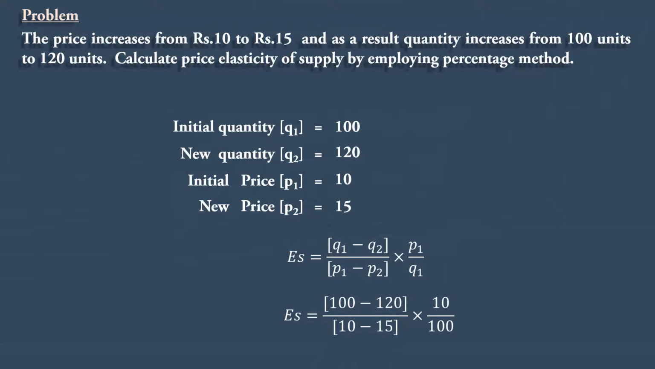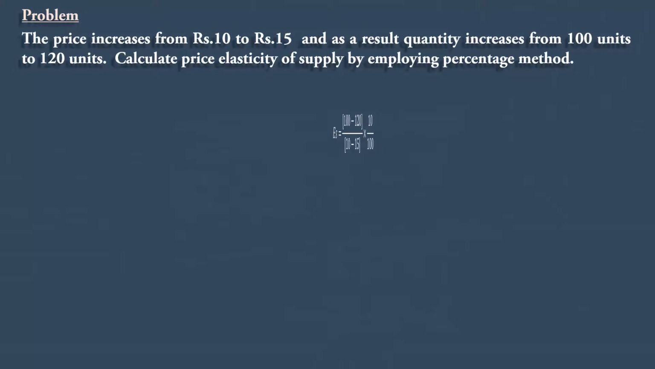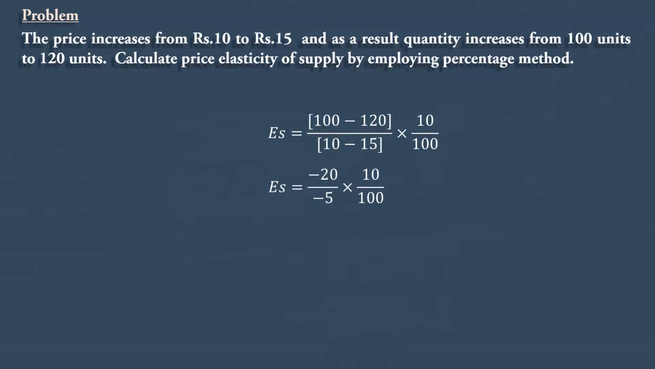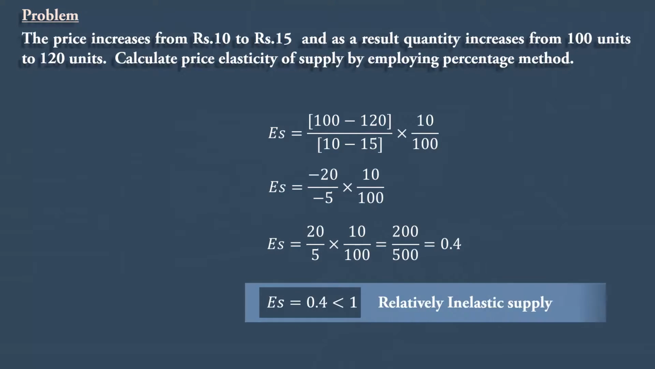Now plug in these values in the formula. 100 minus 120 over 10 minus 15 multiplied by 10 over 100. Simplify this. Elasticity value is 0.4. Since elasticity value is less than 1, the supply is relatively inelastic.